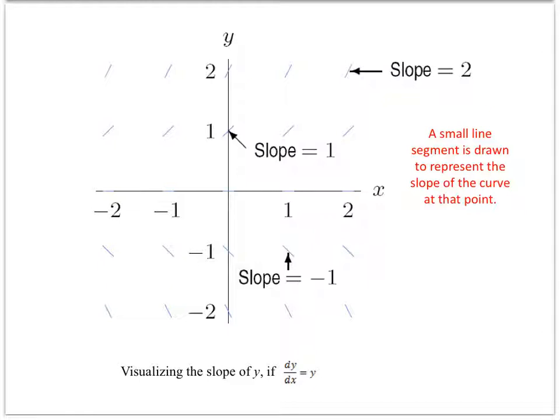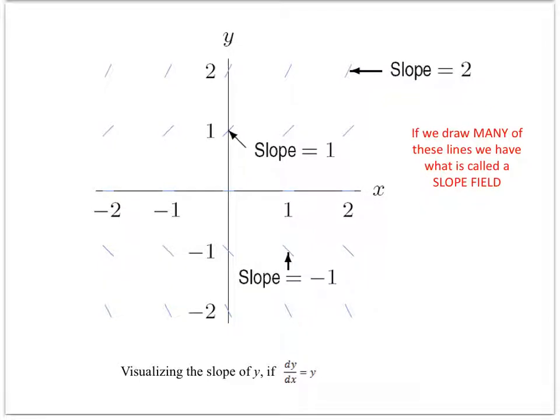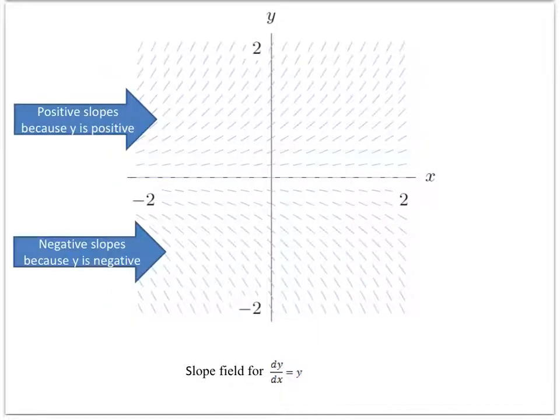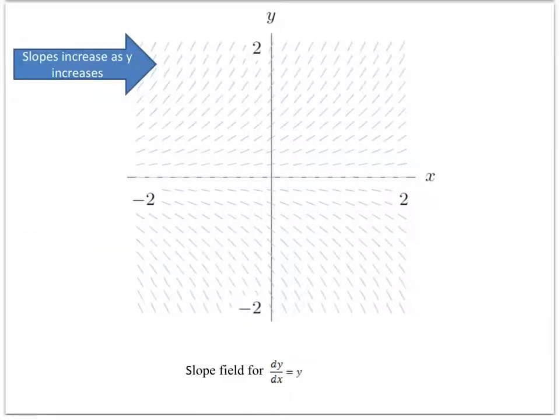So what you end up doing with things like these, if I drew many and many of these, is what's called a slope field. In this case, I have positive slopes because my y is positive. All of those are positive lines. Once again, there's my 0, and then they become negative. And this is the slope field for this differential equation. The slope increases, of course, as y increases.